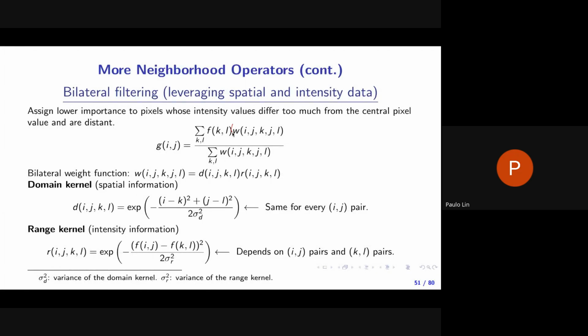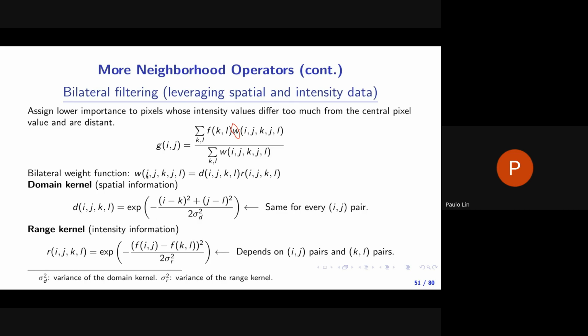This is a weighting function or the kernel. But this kernel regards the distance between a neighbor and the pixel we want to modify. And it also regards the difference in intensity between the neighbors, and also the difference in intensity between the pixel and the neighbors of that pixel.